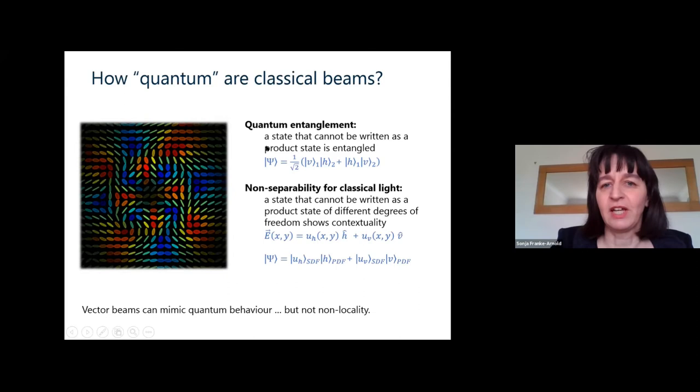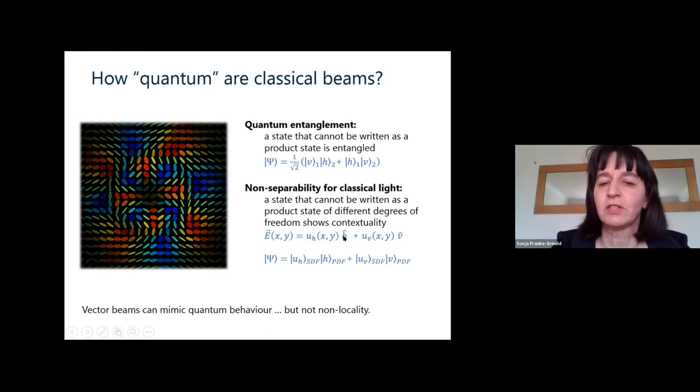If you think about quantum entanglement, I'm not telling you anything new, a state is quantum entangled if it cannot be written as a product state. However, this non-product state shows a correlation between the polarization of two different photons, which can be locally displaced, of course. In the case of our classical light beam, we've got a similar non-separability in degrees of freedom. So we can write our electric field as a correlation between the spatial and polarization degrees of freedom here. We get something that is known as contextuality.